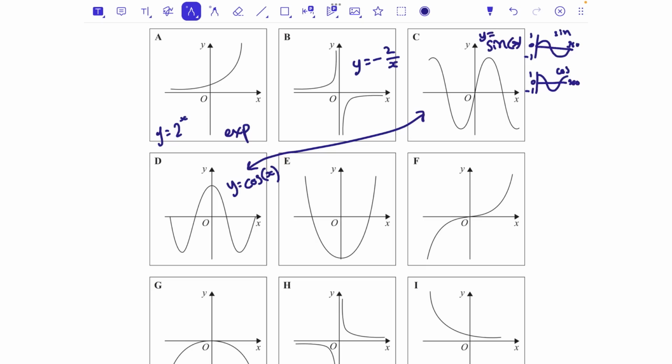And then for E, we've got a quadratic, so we're expecting this to be something like x squared, but if it was just x squared, it'd be going through the origin. So let's say x squared minus 5, or something that's going to make that y-intercept down in the negative.